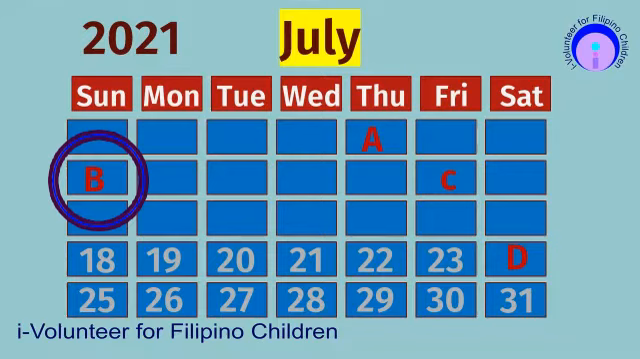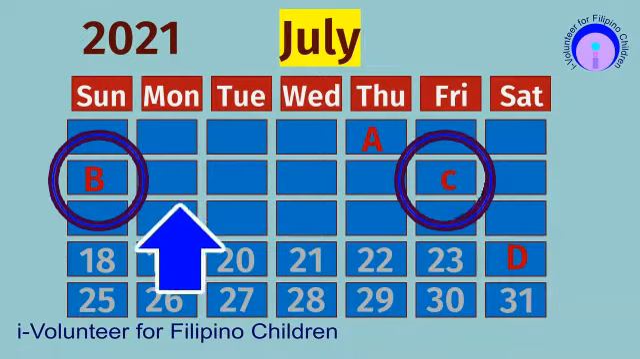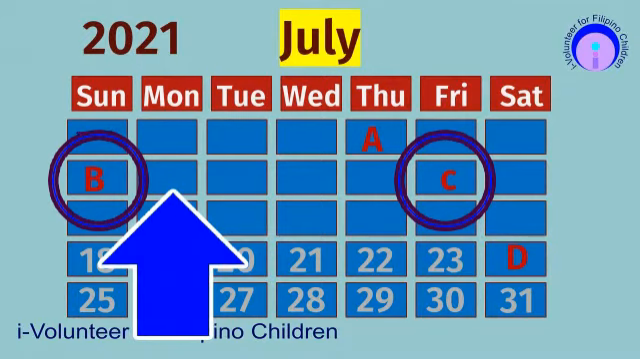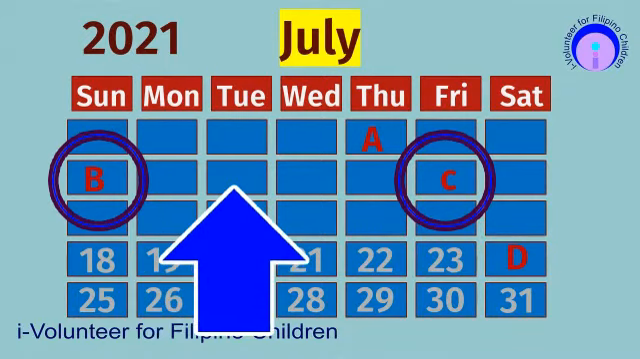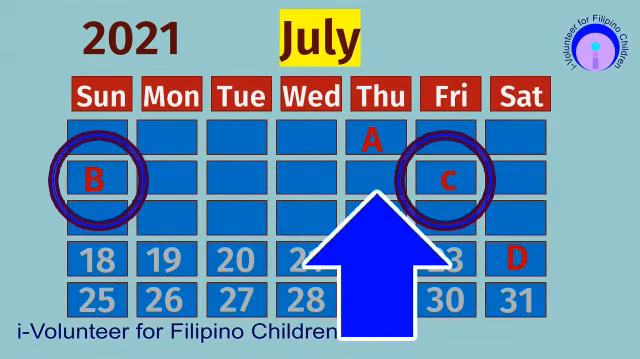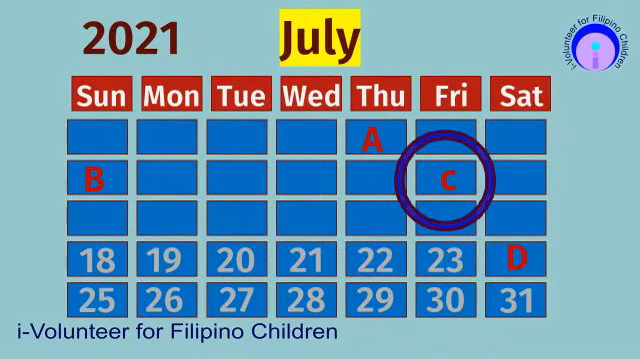Now, let's find a specific date for letter C. Dahil ang B at C ay mula sa iisang linggo, ang kailangan nyo lang ay bilangin pagkatapos ng letter B hanggang letter C. Ilang araw pa bago mag-C? We have 1, 2, 3, 4, and 5. Therefore, C is equal to 4 plus 5 is equal to July 9.